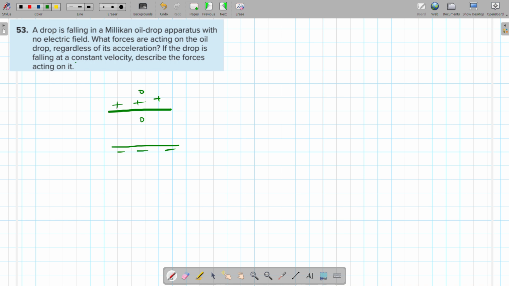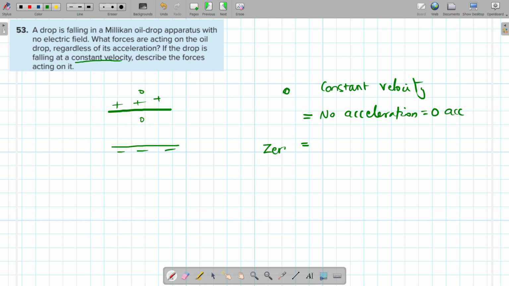If the drop is falling at constant velocity, any object moving at a constant velocity, we should know there is no acceleration. No acceleration means zero acceleration. If there is zero acceleration, there must be zero resultant force. If the resultant force is zero, the acceleration is zero, then two things may happen.